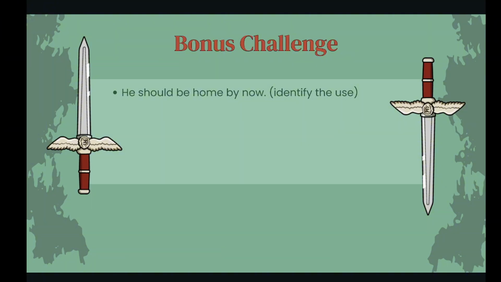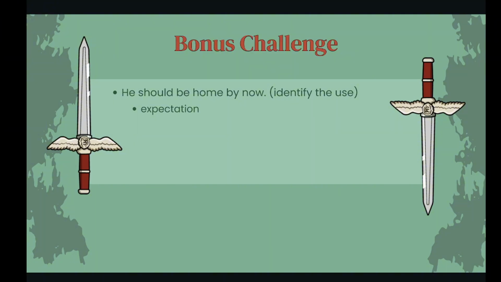Did you say obligation or duty? Well, that's wrong because it's expectation. So for example, maybe he left the grocery store and is heading to your home. Since you go to that same grocery store and let's say it's been 20 minutes, you're like, oh yeah, he should be home by now because that's how long it takes me to get home.